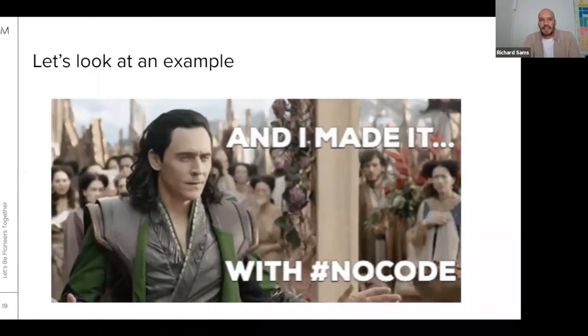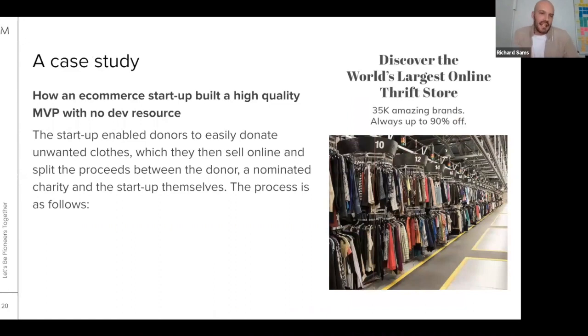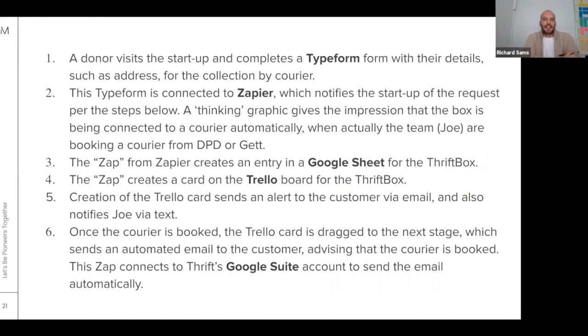So the case study, as I said, is how an e-commerce startup built a high quality MVP with no dev resource. The startup enables donors to easily donate unwanted clothes, which they can then sell online and split the proceeds between the donor, a nominated charity, and the startup themselves. You may recognize which business this is. I can tell you at the end. The process is as follows.